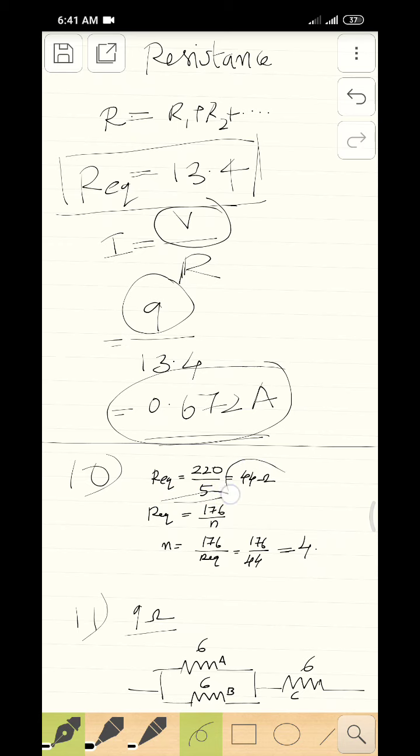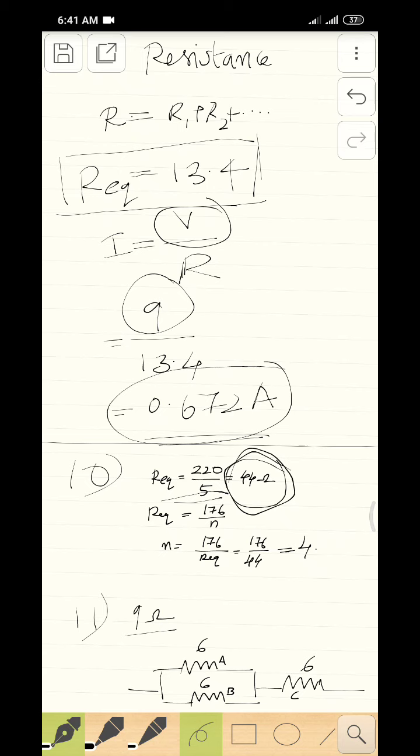So that is equal to 44 ohm. So 44 ohm is the required amount of resistance over there. But you are given 176 ohm resistors, and you should connect these 176 ohm resistors in parallel to make a 44 ohm resistor. The equivalent resistance should be 44 ohm.